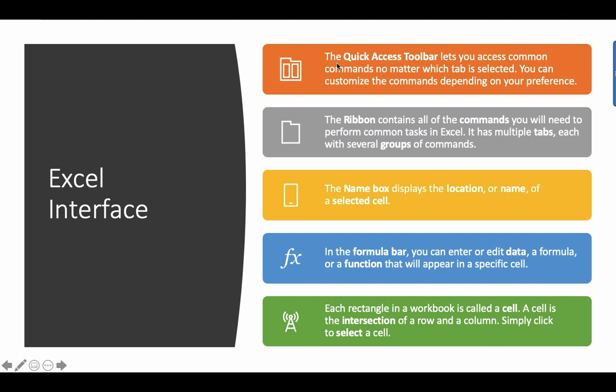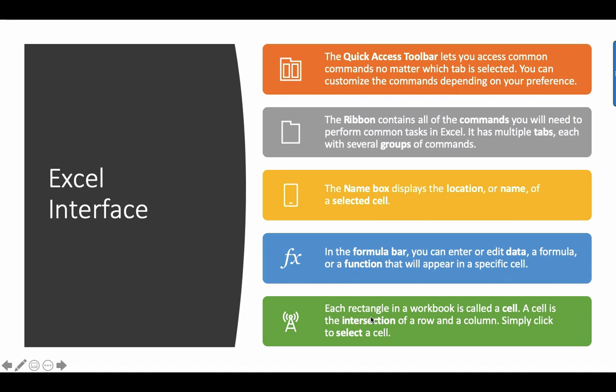Now, the first item here is the quick access toolbar. It lets you access common commands no matter which tab you select. You can customize the commands depending on your preferences. The ribbon contains the commands you need to access in Excel. It contains multiple tabs, and they're grouped together depending on the commands that you would like to execute. The name box displays the location or name of the selected cell. The formula bar is where you can enter or edit data, formulas or functions that will appear in a specific cell.